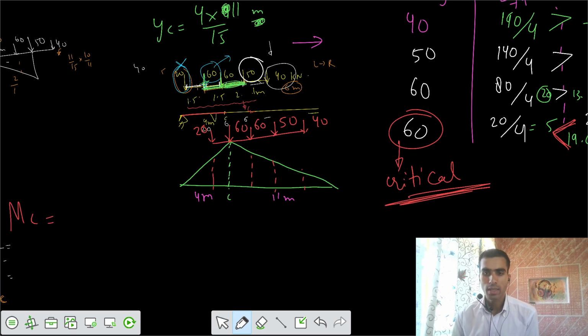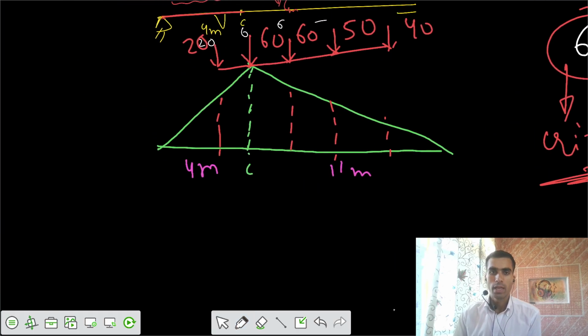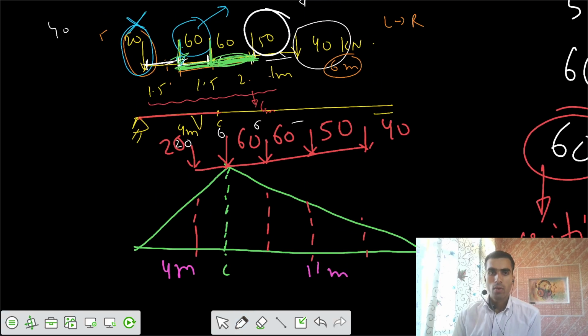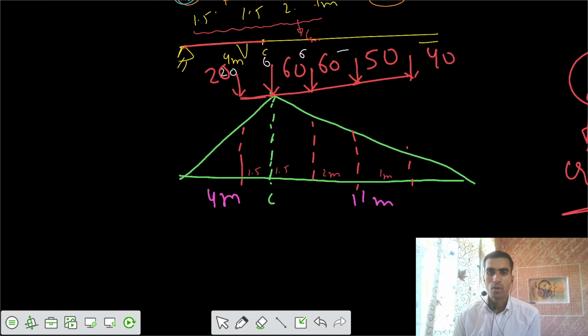Now by similar triangles I can get those ordinates also. So the lengths we have: this is 1.5 meter, this is also 1.5 meter, this is 2 meter, this is 1 meter, and now I can solve that. So the ordinate at C is YC. YC is the ordinate at C. So this ordinate would be YC times 2.5 by 4.